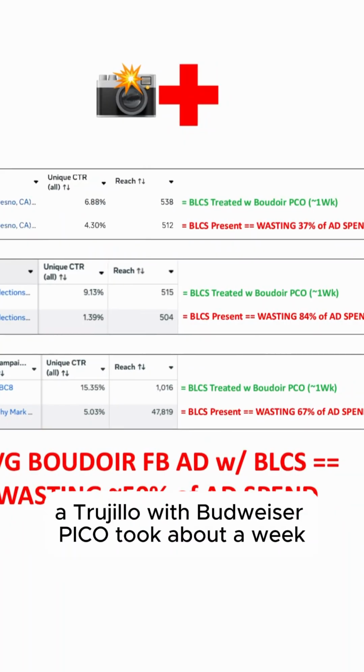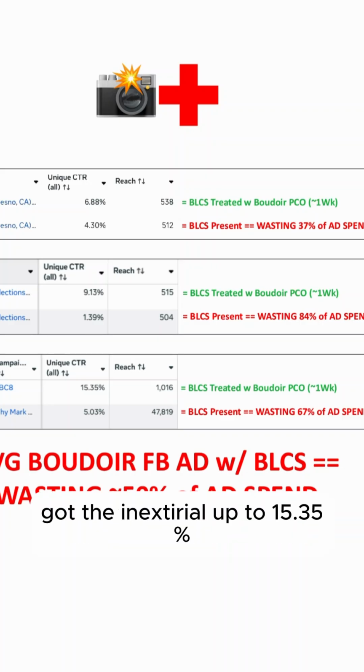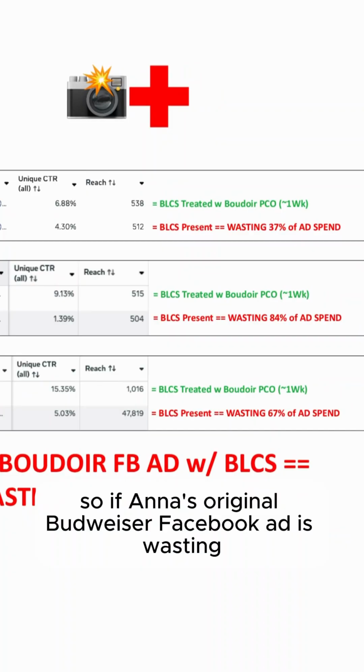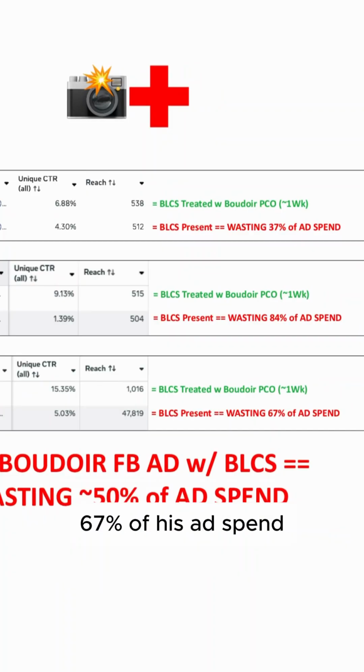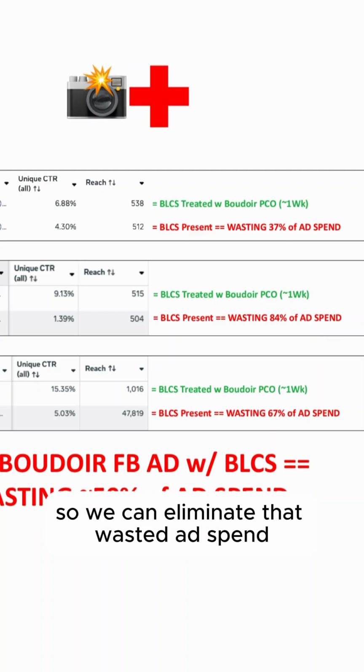Treated with Boudoir Pico, took about a week. Got the unique CTR all up to 15.35%. So we found out his original Boudoir Facebook ad was wasting 67% of his ad spend. So we can eliminate that wasted ad spend.